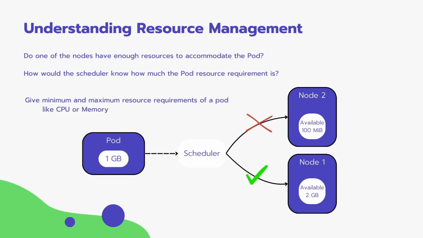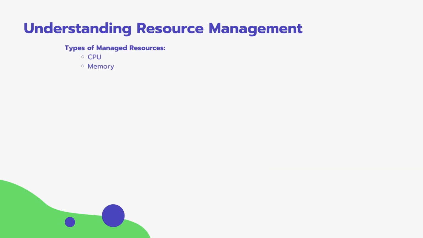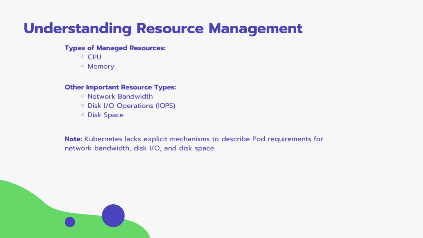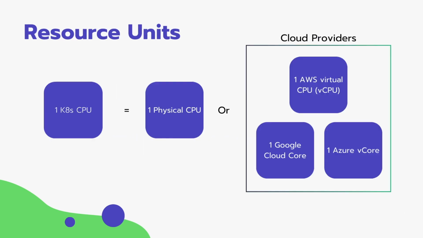For now, Kubernetes understands how to manage two resources, CPU and memory. There are other important types of resources, too, such as network bandwidth, disk I/O operations, and disk space, and these may cause contention in the cluster, but Kubernetes doesn't yet have a way to describe pod requirements for these. Now, let's discuss the resource units that Kubernetes uses.